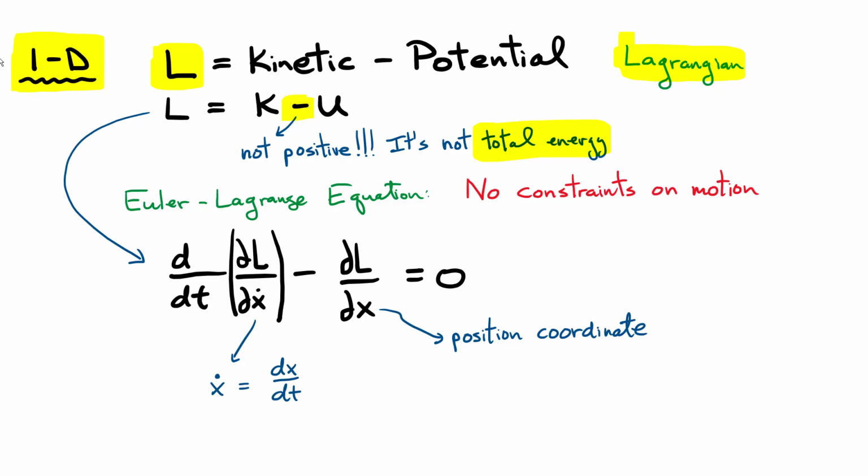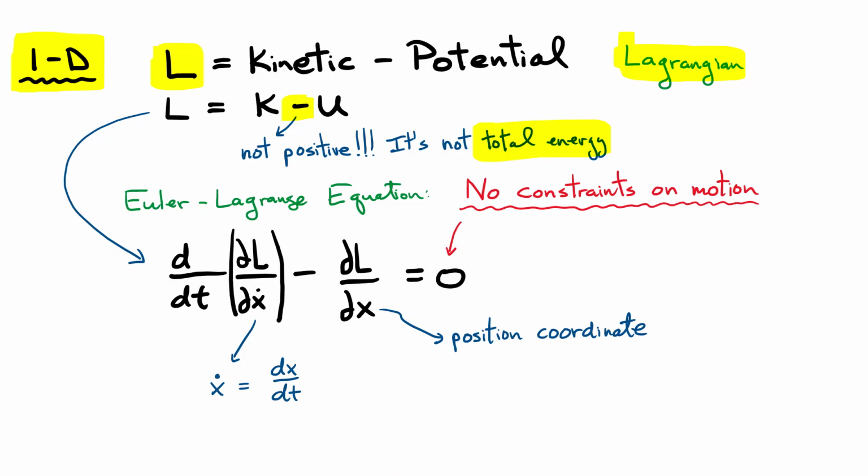The right-hand side, for the case where there are no constraints on the motion, okay? So this would be like free fall, for example. There are no constraints on the motion. In this case, this side of the equation equals 0. Okay, so this is the simple case.